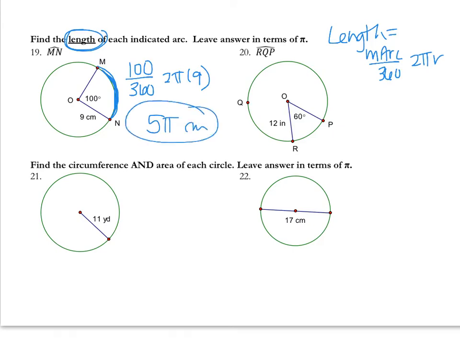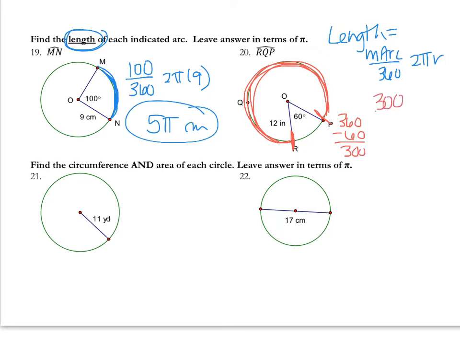Okay? Number 20, I need you to be careful with. They are looking for arc RQP, which if we trace that in order, that is the major arc. On the quiz, it's going to say find the darkened arc, and this section will be darkened. So you need to make sure you're using the measure of that section, not the 60. So to find that section, we got to do 360 minus 60, which is 300.